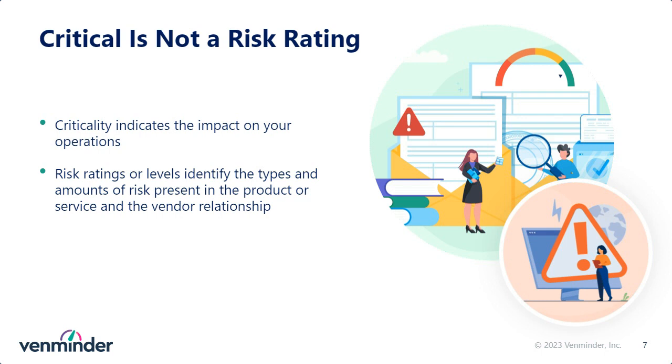Critical is a label or a classification that helps you identify that subset of vendors within your portfolio that are going to have the most material impact on your organization or your customers if they fail. Risk ratings, on the other hand, help us understand all the types and amounts of risk that exist in that vendor engagement. So criticality is about impact, and risk ratings are about all the risks, types, and amounts within the vendor engagement.